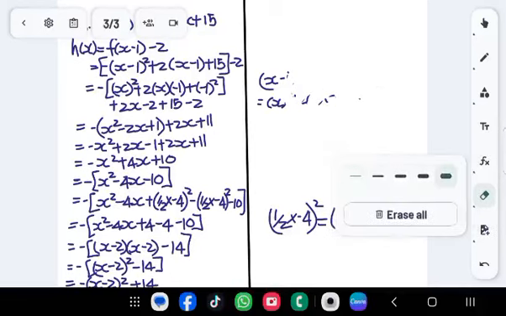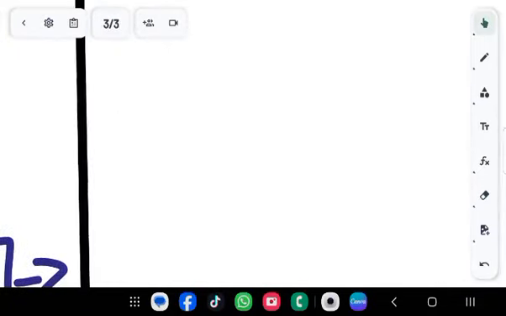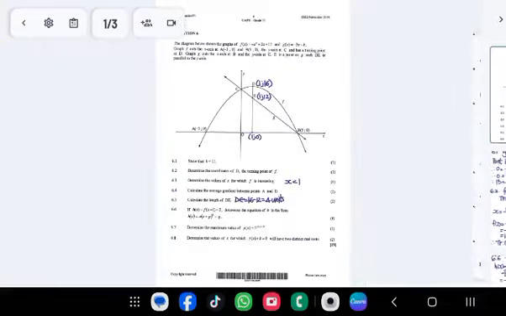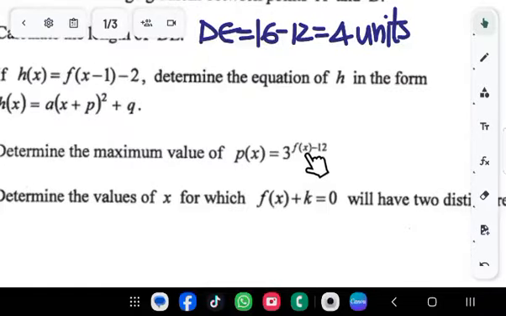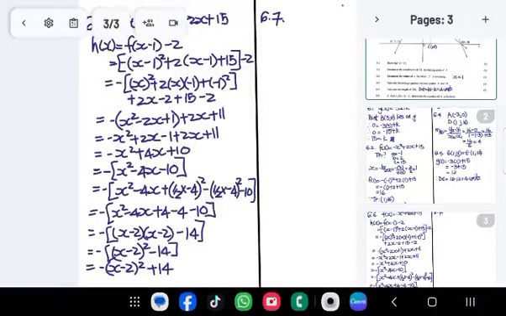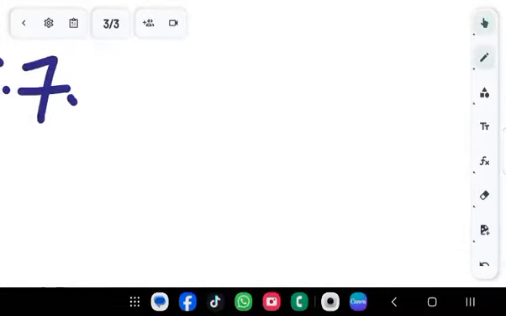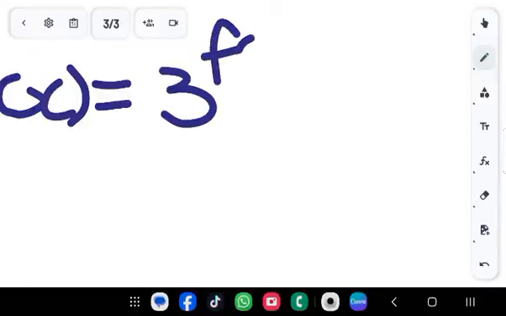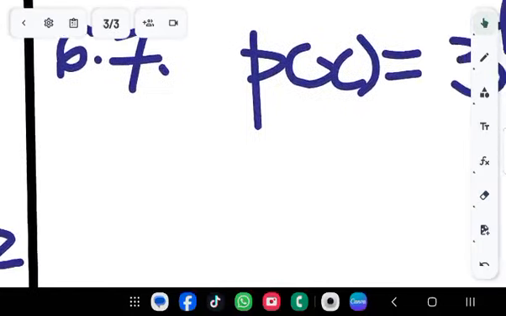Now next question. Next question is question 6.7. Determine the maximum value of p of x equals 3 to the power of f of x minus 12. What is the maximum value of 3 to the power of f of x? That's what we need to find: the maximum value.